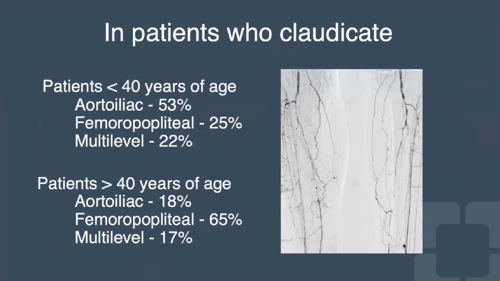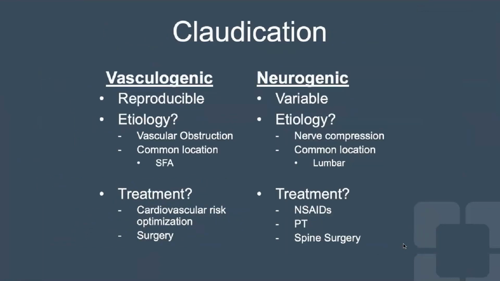In these patients who do claudicate and have the cramping, the ones that are less than 40 years of age typically have a different disease distribution. Most of these younger patients will have aortoiliac disease segments. About a quarter of them will be femoral popliteal, and a quarter will be multi-level. Patients who are over 40, which are the majority of the patients you're going to see in this disease process, have femoral popliteal disease, and aortoiliac and multi-level disease are not as prevalent.